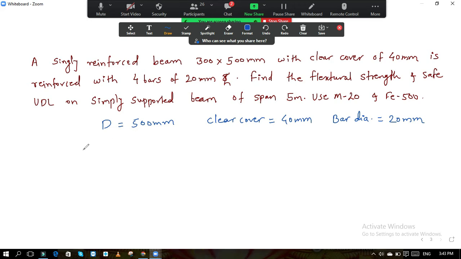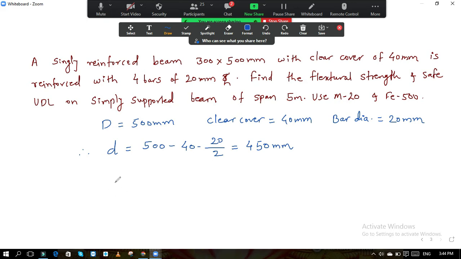Okay, so what will be our effective depth now? Effective depth is equal to overall depth minus clear cover minus half of bar diameter. So that is 500 minus 40 minus 10, which is 500 minus 50, it is 450. 450 mm is your effective depth.